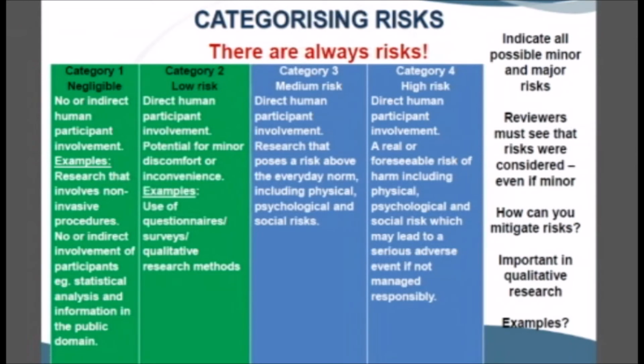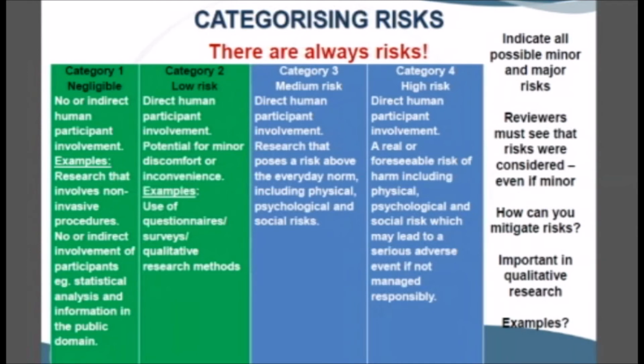Then medium risk, direct human participant involvement. It possesses risk above everyday norm. For example, physical, psychological and social risks. If you might ask questions that might have an impact on the participant. Say, for example, they were traumatized and you ask a question and they recall that, they might need the assistance of a psychologist afterwards. So that is then a medium risk.